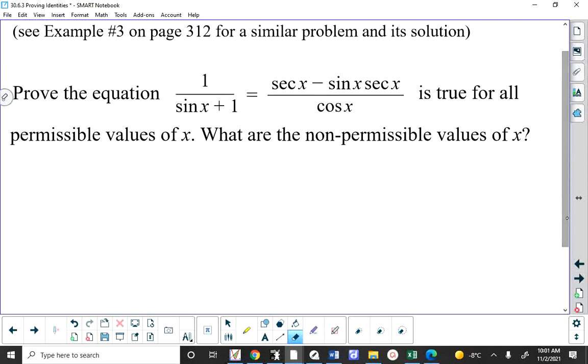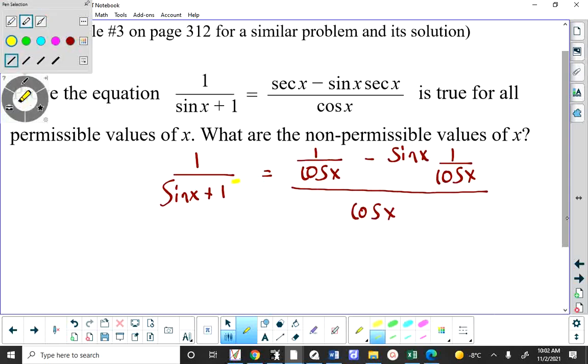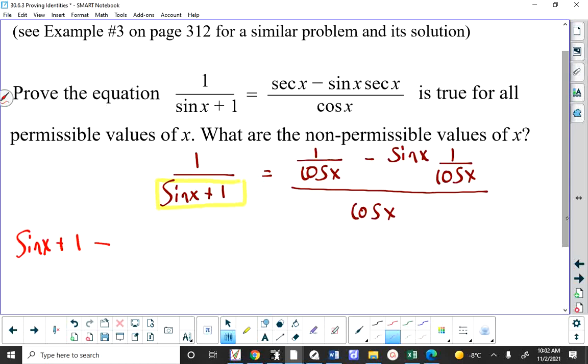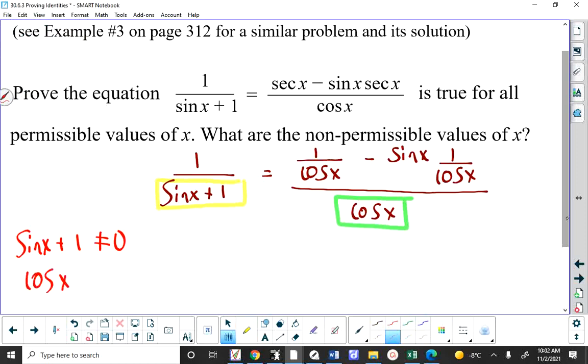I'm going to rewrite this equation so that I can see where all of the division occurs. There is division by this thing. Somewhere in this equation, we are dividing something by sine of x plus 1. And what that means is that sine of x plus 1 cannot equal 0. That's going to lead us to actual non-permissible values of x. Somewhere in this equation, we are dividing by cosine of x. We're dividing that entire top by cosine of x, which means that cosine of x is not allowed to be 0.